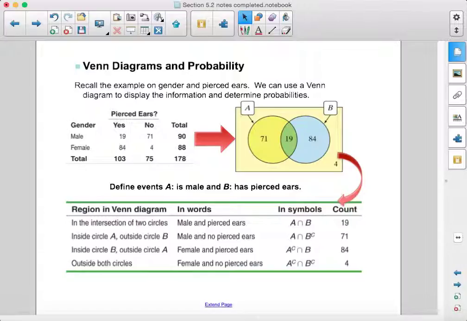So you can see the intersection of the two circles is male and pierced ears, so 19. Or if you wanted the probability, 19 out of 178 is the probability of being male and having pierced ears. Probability male and no pierced ears is 71 over 178. Female and pierced ears is 84 out of 178, and female and no pierced ears is 4 out of 178. Oh, sorry, 178.